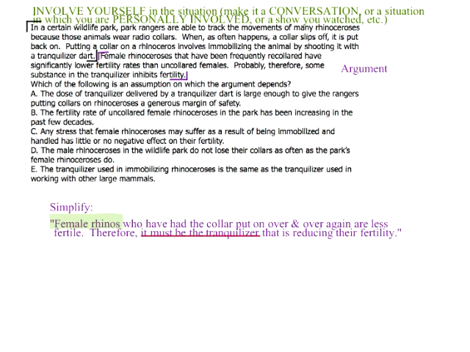Again, make this a conversation. Someone is like, okay, when you collar these things over and over again, they get less fertile. Oh, it must be the tranq. It must be the drug that is involved in the process. It must be that part of the process. How could you object to that?